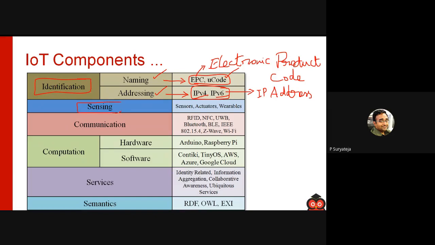The next component is the sensing component. This includes sensors, actuators, and wearable devices. We will see about sensors and actuators in the coming slides, so don't worry. We will see different types of sensors and also different types of actuators. Wearables, I already discussed in the previous unit. We have already seen the examples for wearables also.